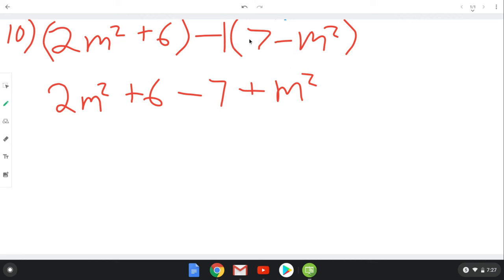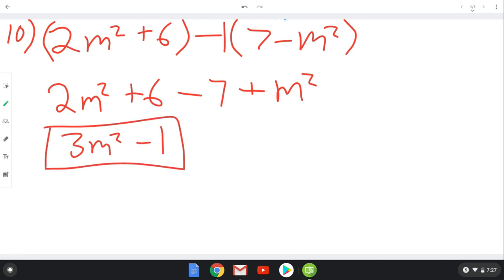So the sign on the 7 changes and the sign on the m squared changes. Everything inside the second parenthesis, when there is a negative here, has to change sign. Okay? So now that we've done that, we can just combine like terms. So 2m squared plus m squared is 3m squared. And 6 minus 7 is -1. So that's our solution. So it's pretty straightforward.